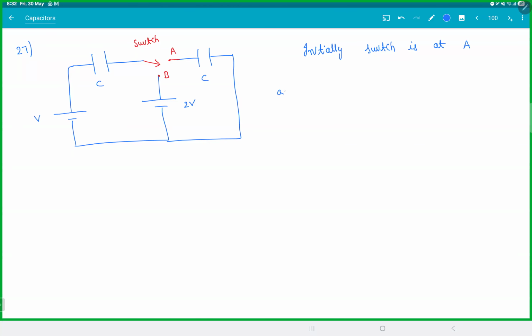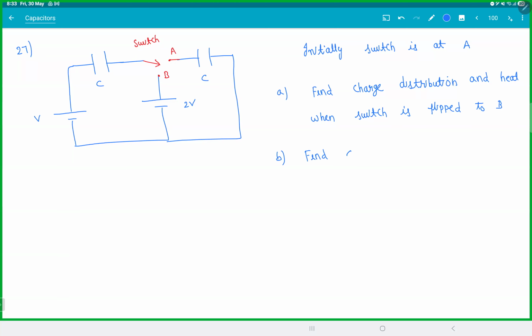The first question: find the charge distribution and the heat produced when the switch is flipped to B. Initially the switch is at A, and you kept it there for a long time. Then you kept the switch at B for some time, so you got some heat and new charges.